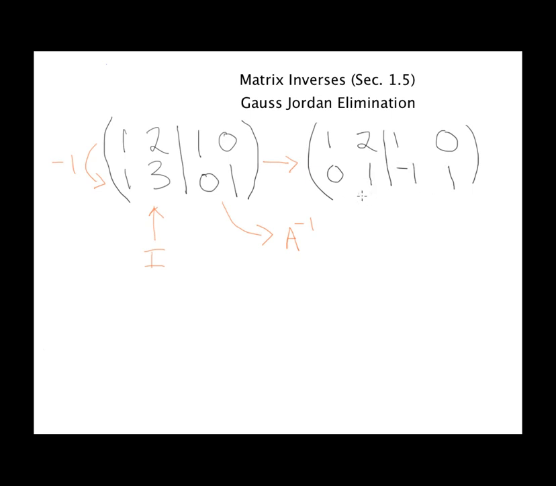Okay, now we're going to continue. Now, this is an upper triangular matrix, so if you're really just doing linear systems like we've done before, you might stop here. We're going to go a little further. We're going to actually reduce this matrix to the identity. How do we do that? Well, the next step is we add minus 2 times the second row to the first row.